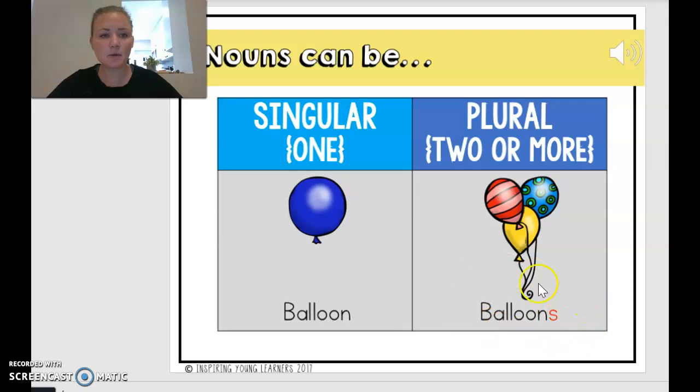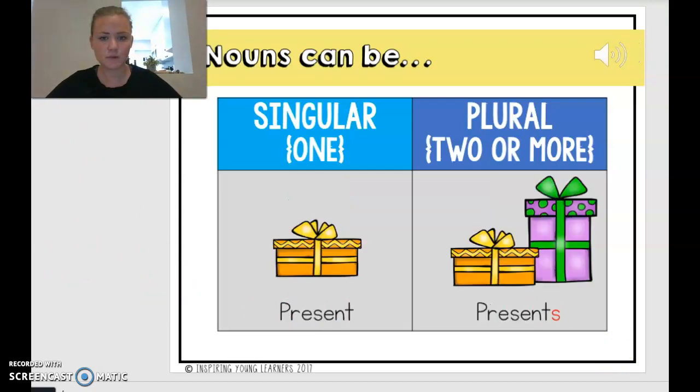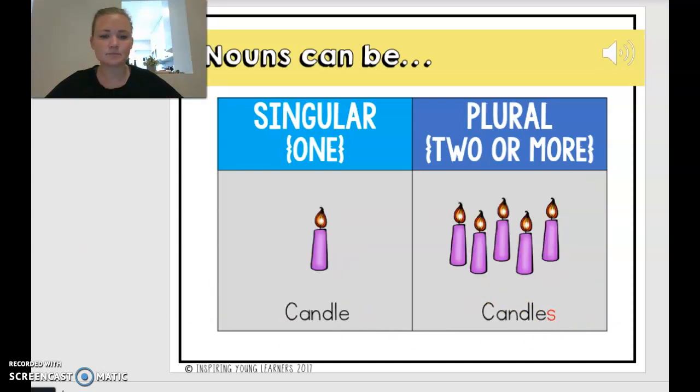What do you notice about the word and how it changes? Yeah, we add S to the end. This is also similar in Spanish as well. So if we look at this picture, we know there's only one, so we say present. In this picture, there's two, so we say presents. Candle, candles.